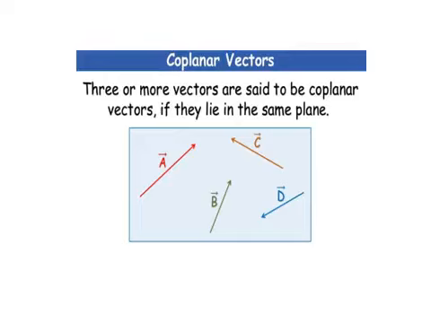As you can see in the figure, the box shows that they are in the same plane. The vectors A, B, C, D, these four vectors, are enclosed in a box which is representing a plane, and which is a common plane for all these four vectors.